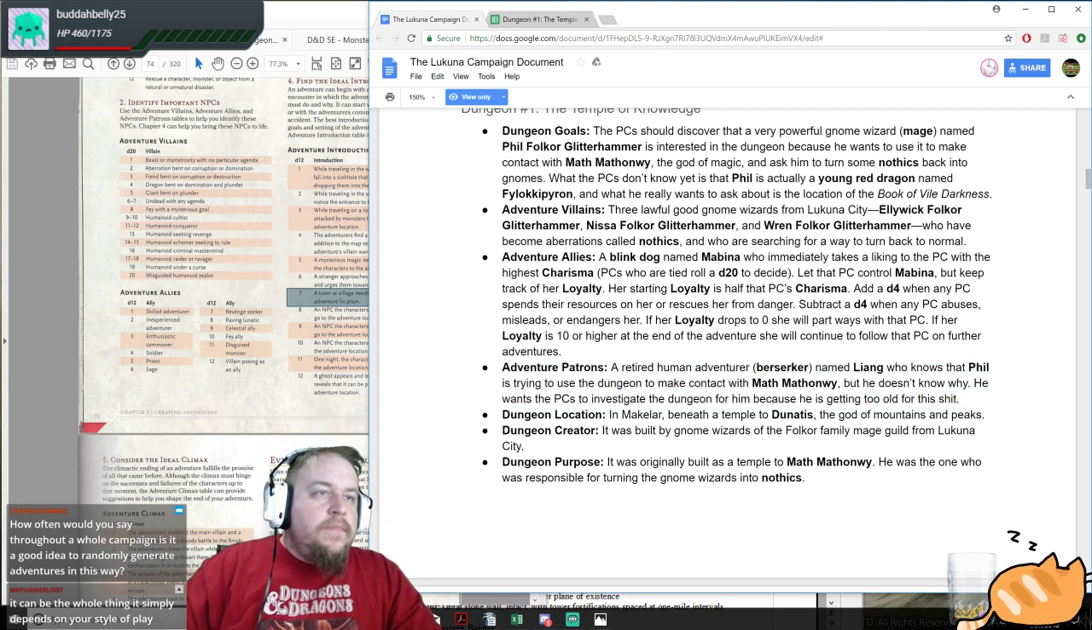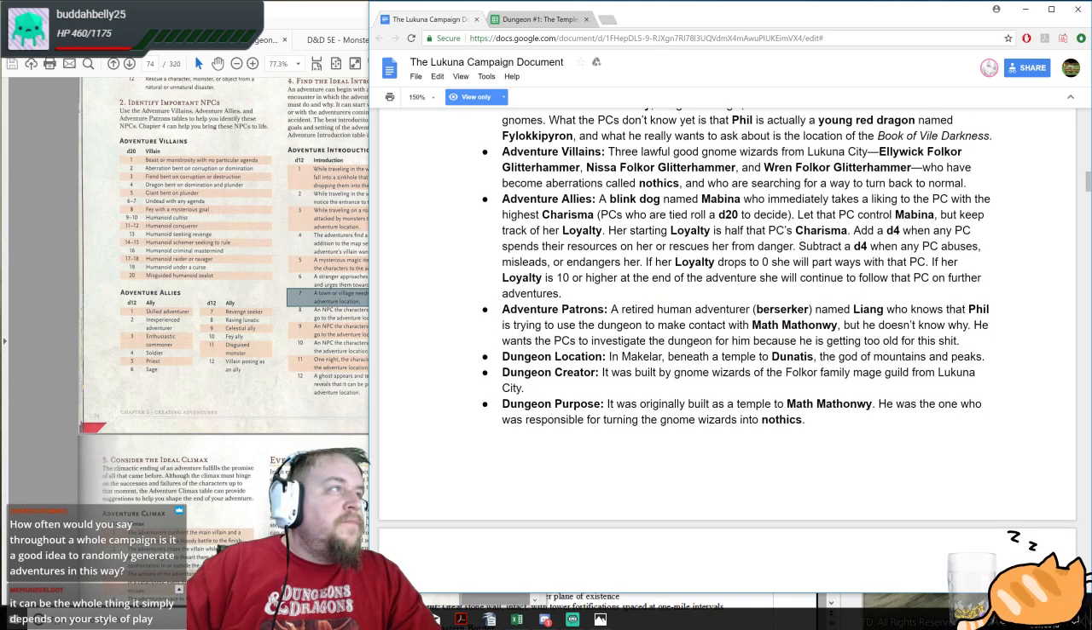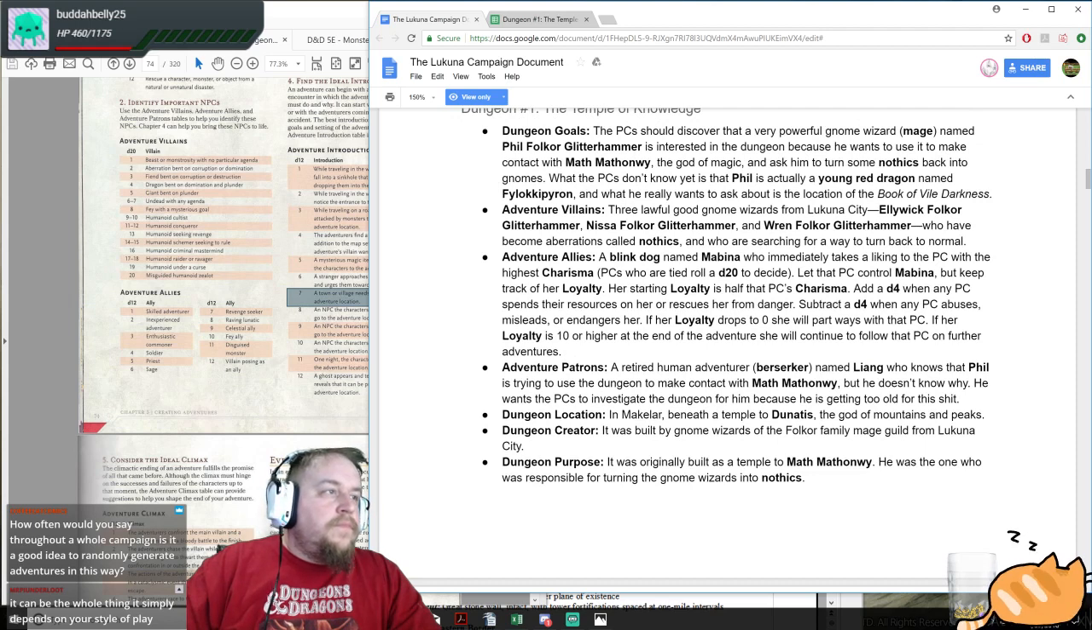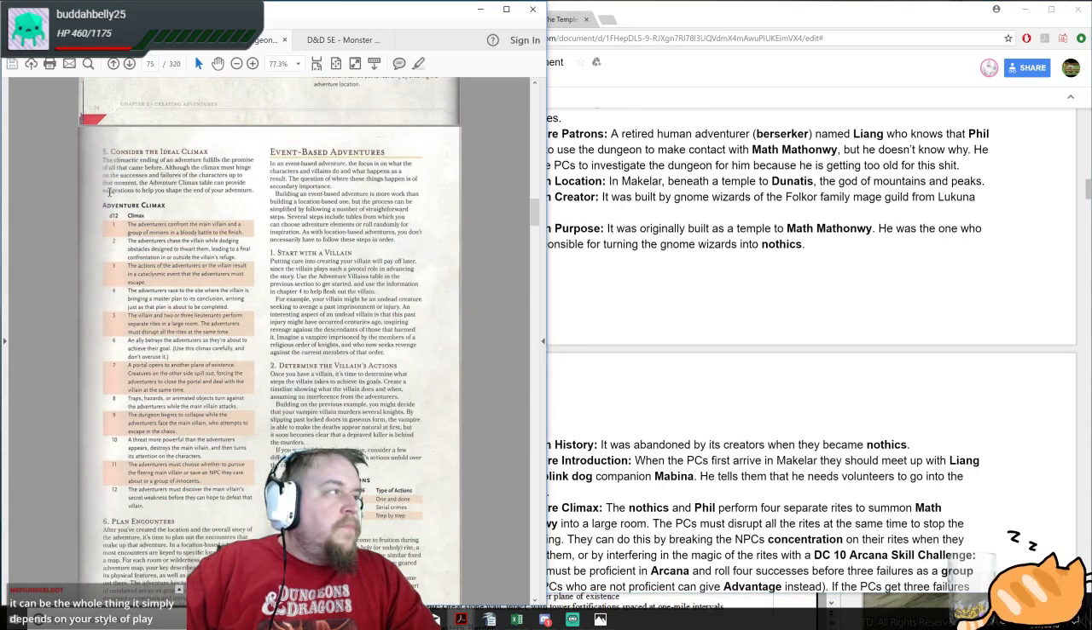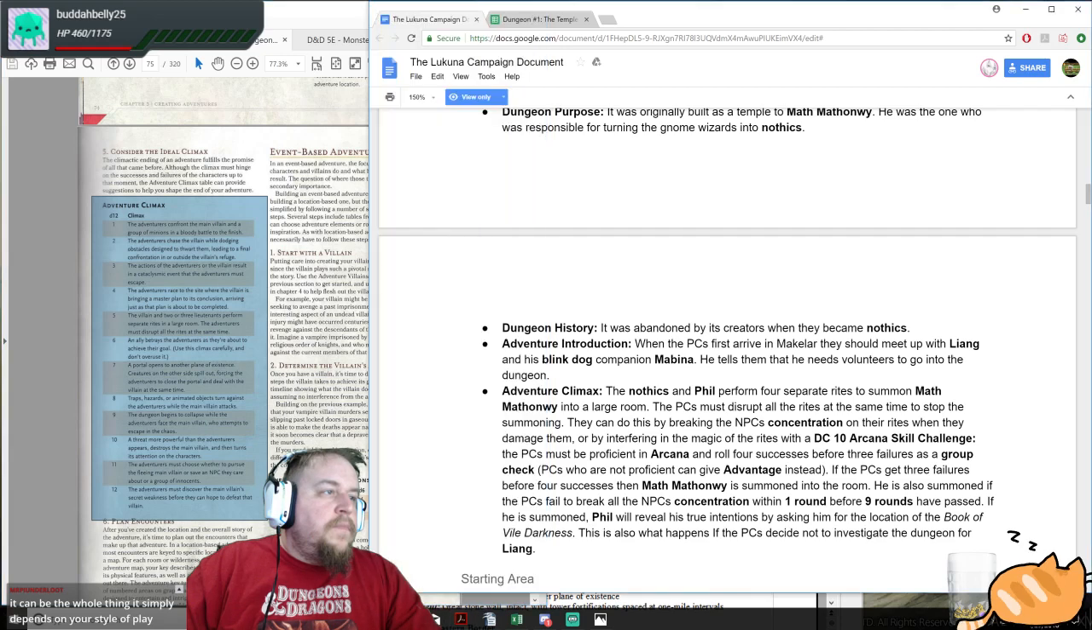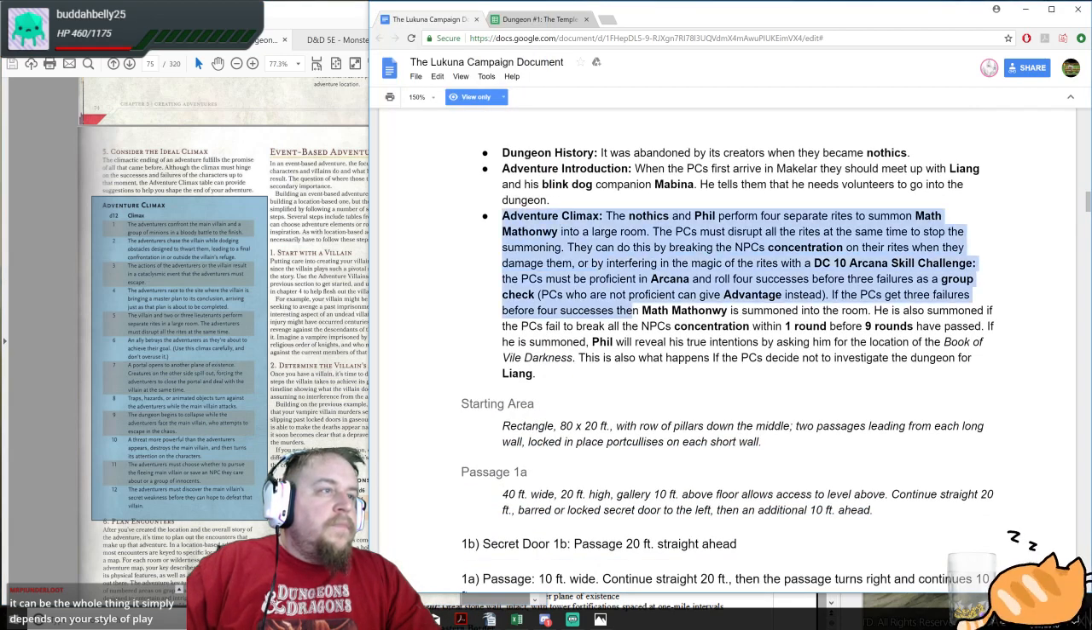Specifically, the adventure patron. Specifically, I tied the information he knows to the adventure climax, which is the last thing you roll. And in our adventure climax, we got the villain and 2 or 3 lieutenants perform separate rites in a large room. The adventurers must disrupt all the rites at the same time.